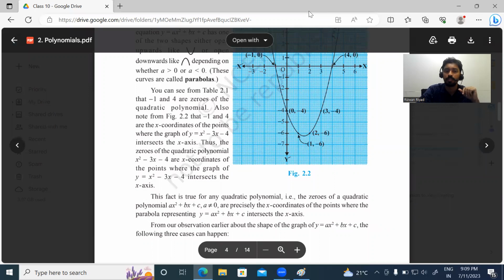So these are the topics of today's discussion. I hope everything is clear for you and you have enjoyed the session. In the next video, we'll be discussing the remaining topics of the same chapter. There we will discuss the relation between zeros and the coefficients in a polynomial. That is a very important concept.